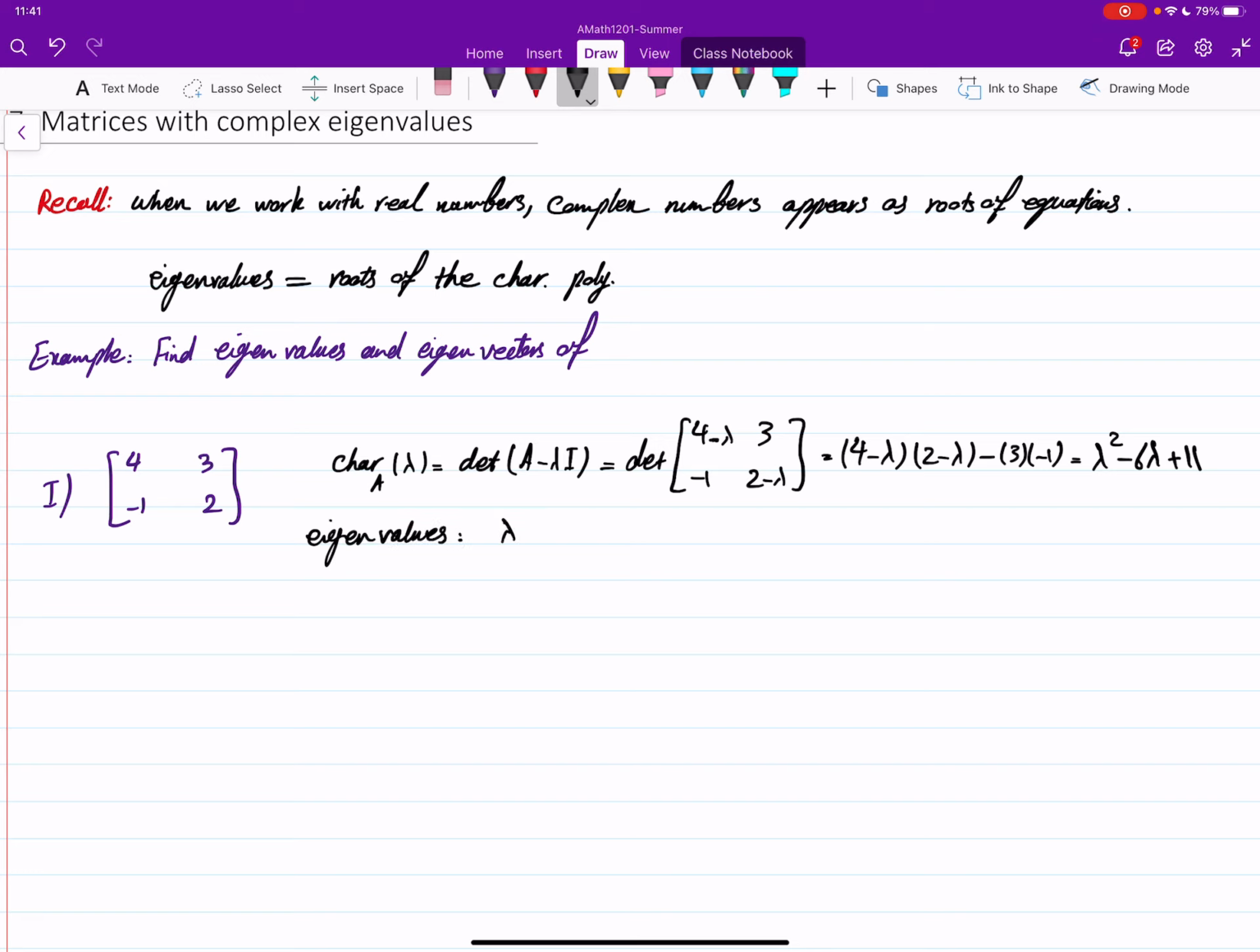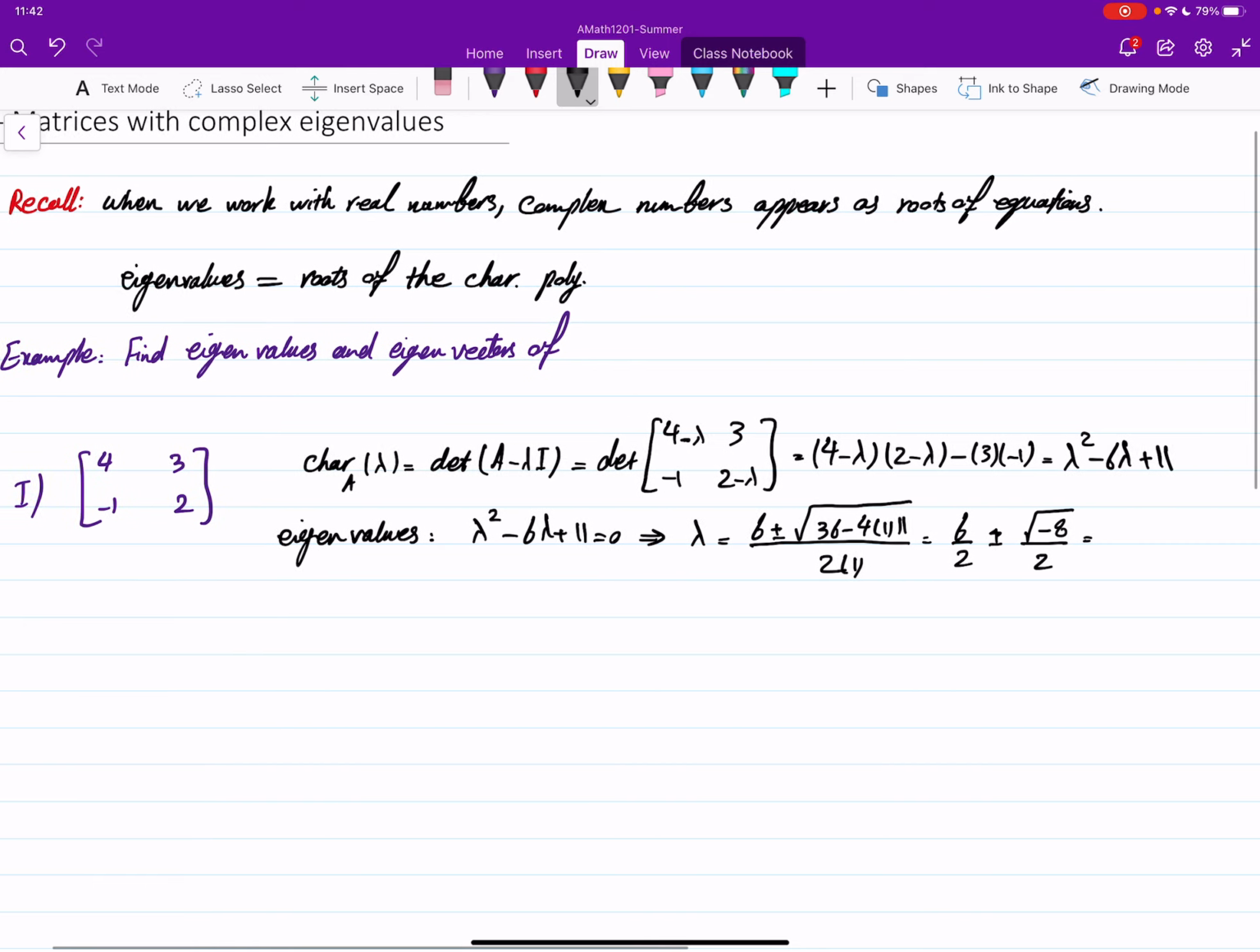Now eigenvalues are found when we set this equal to 0, and since this is quadratic, we can use the quadratic formula: minus b plus or minus the square root of b squared minus 4ac, divided by 2a. So this is 6, and what I get under the square root is 36 minus 44, which is minus 8, divided by 2.